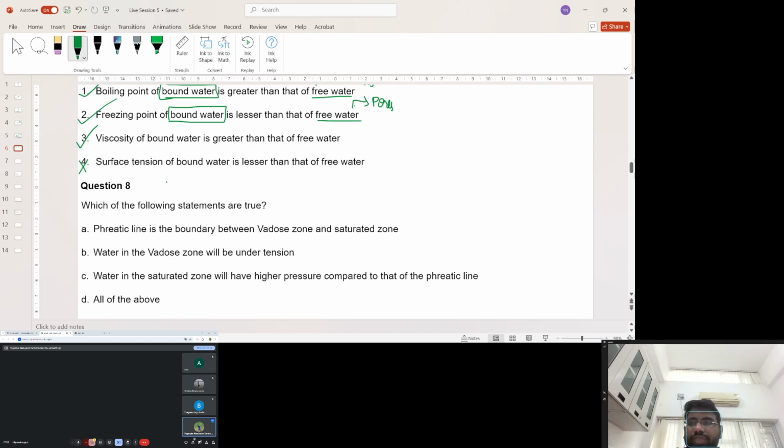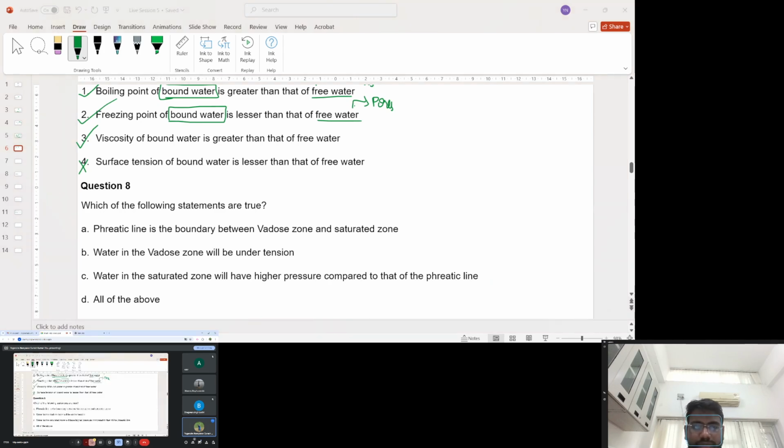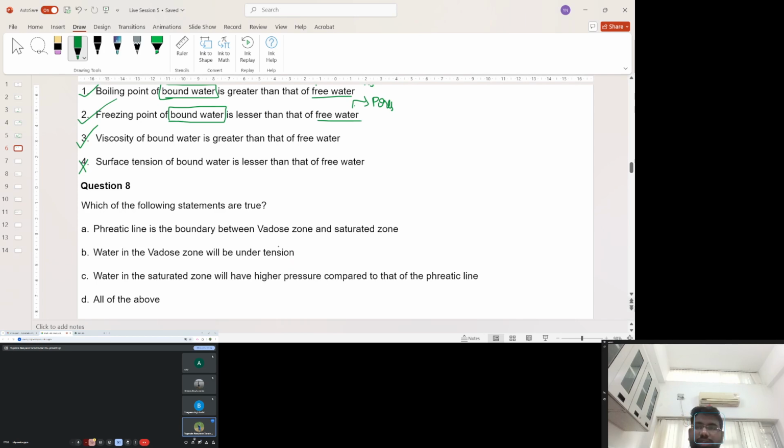Coming to the next question, which of the following statements are true? Phreatic line is the boundary between Vadose zone and saturated zone. Water in the Vadose zone will be under tension. Water in the saturated zone will have a high pressure compared to that of phreatic line. All of the above. Sir, all of the above. Okay, so now let us go option by option.